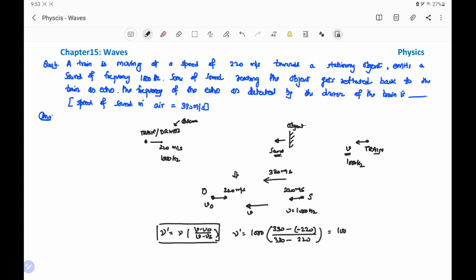Therefore we will have 1000 into 550 by, it is 110, on cancelling we will have 5, that is the apparent frequency will be equal to 5000 Hz. So in the case of the reflection, the apparent frequency of the source increases.